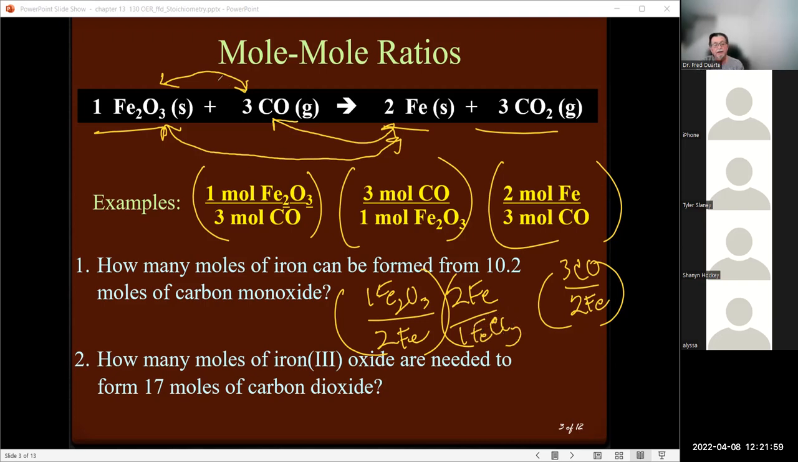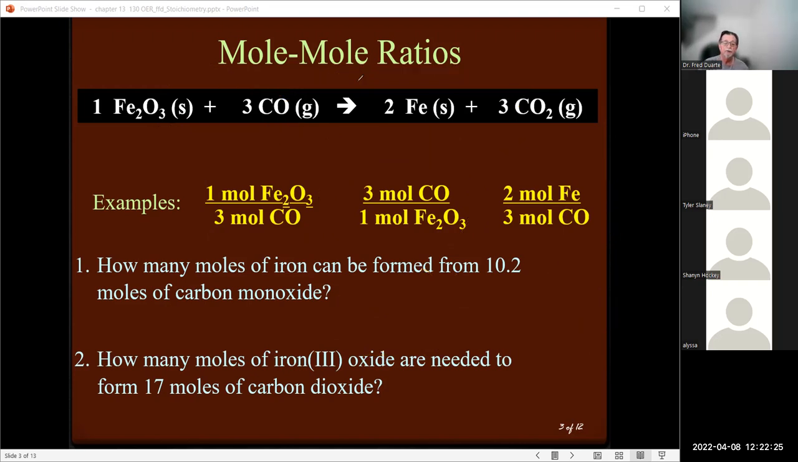And then between carbon monoxide and carbon dioxide, so there's 2 more. So I got 2, 4, 6, and then between the 2 products, the 2 to 3 relationship. So I got a total of what? 6 relationships, right? Here, let me clear this up, and I'll start with this color.